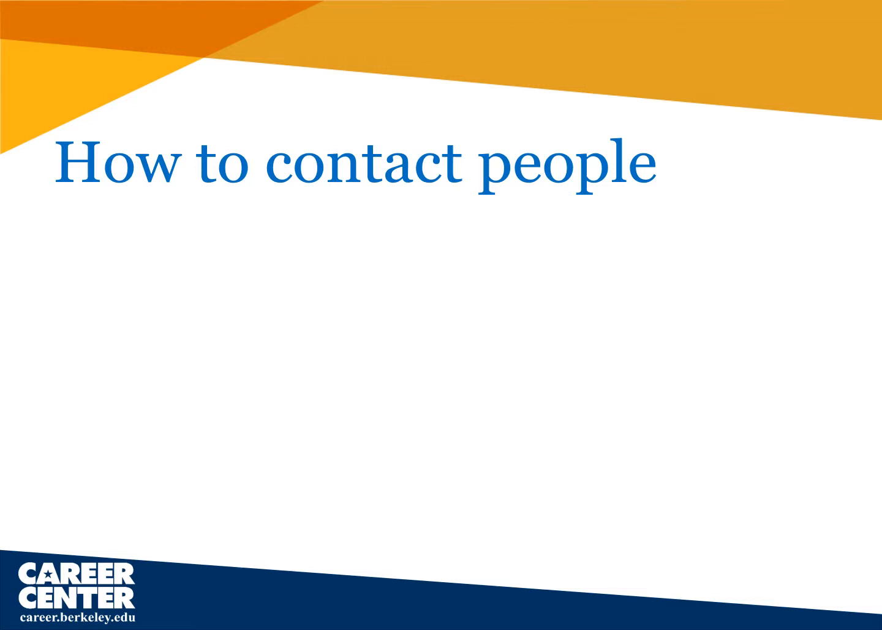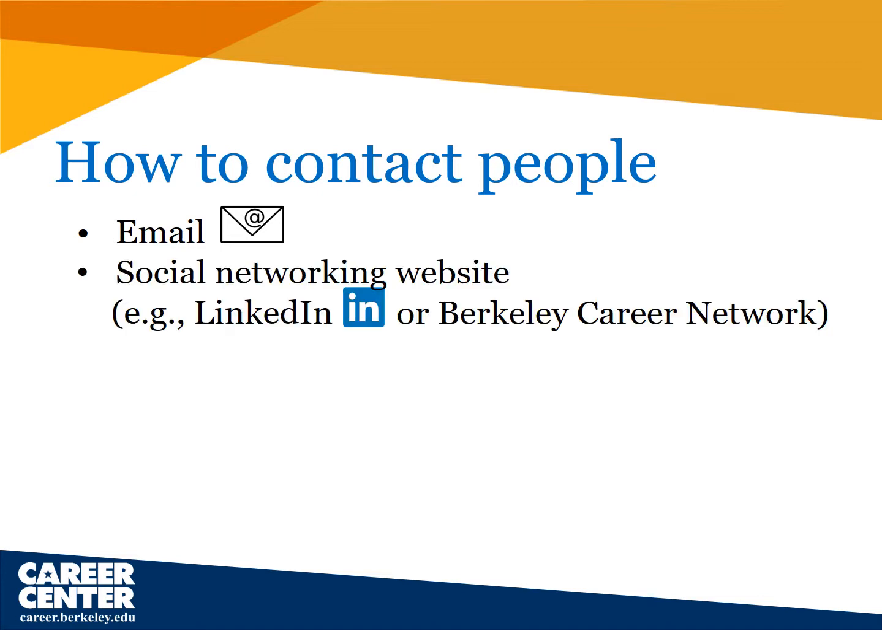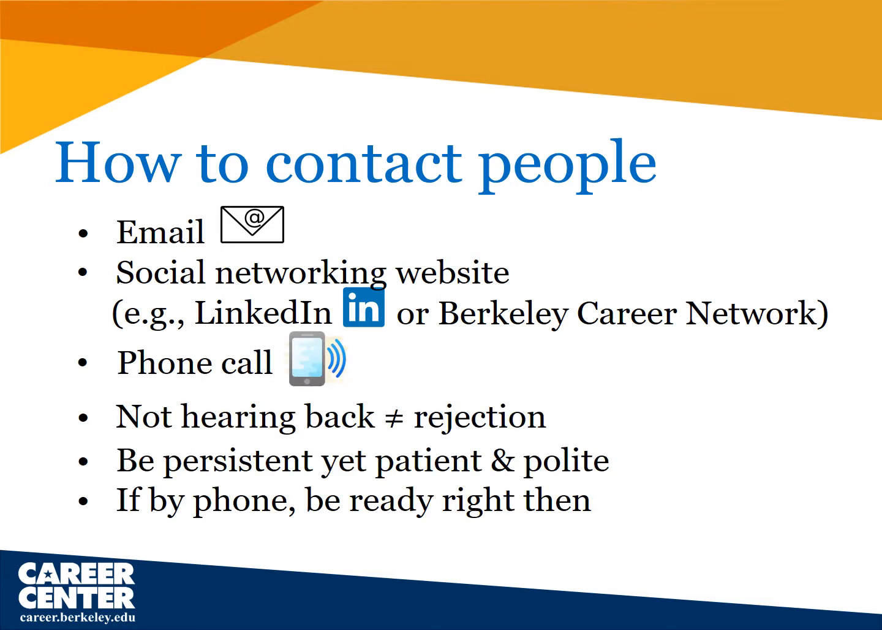How can you go about contacting people? You can reach out to them by email if you can figure out or find their email address, on a social networking site such as LinkedIn or the Berkeley Career Network, or by phone, probably less common nowadays. If you don't hear back right away, don't take it personally. People are busy. Wait a week and try again, and always be polite.